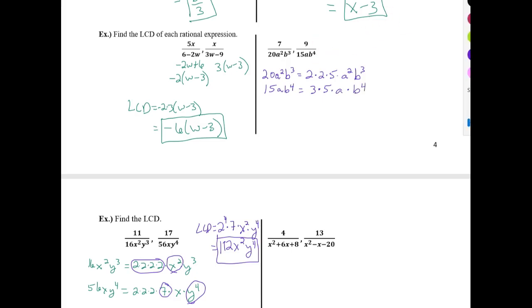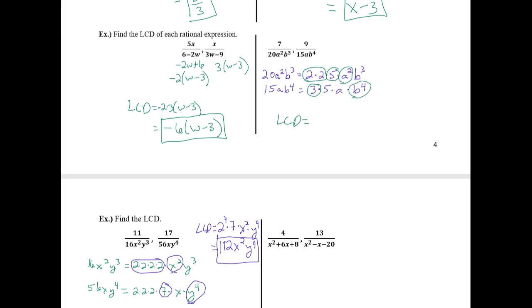Now remember, when we create this least common denominator, we have to take the most of each type of factor. So 2 is a factor, and 20 had the most 2's. 3 is a factor, and 15 had the most 3's. Now they both have 1 5. I only need 1 though, so I only have to circle each distinct factor once. I would not circle both 5s. I only need 1. Which one had the most a's? The a squared is the most, and the most b's would be b to the 4th.